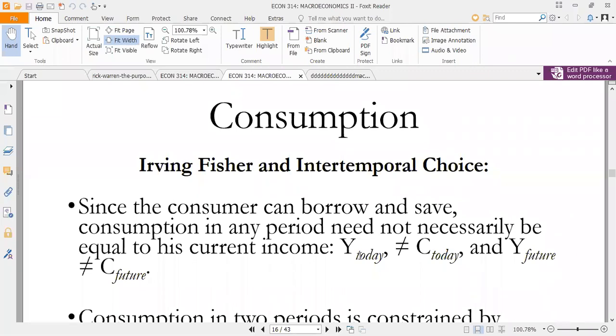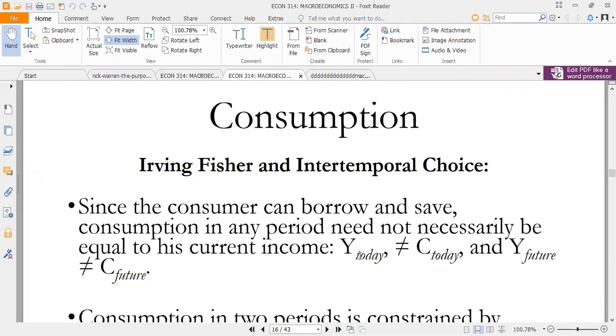In the case where income is more than consumption, it means you are doing what? When income is more than consumption, what does it mean? Yes, it means that you are saving. When your income is more than your consumption, it means you are saving. On the other hand, when consumption is more than income, it means you are what? You are borrowing. Okay, it means that you are borrowing.